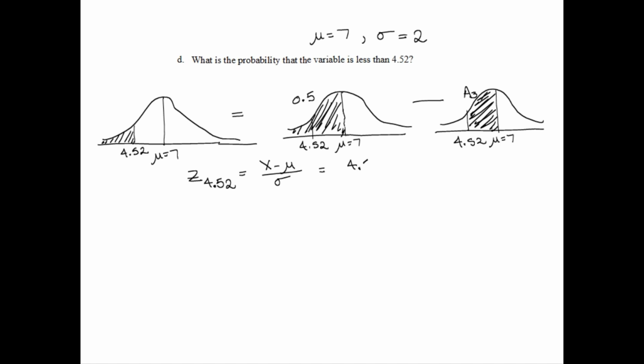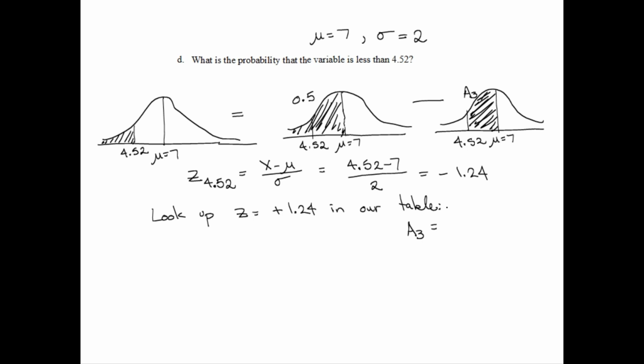So we do 4.52 minus 7 all over sigma, which is 2. That gives me a negative 1.24. We expect it to be negative because we're to the left of the mean. And then we're going to look up z equals positive 1.24 in our table. From symmetry, we can look up the positive instead of the negative. And so what that gives me is an area of 0.3925.